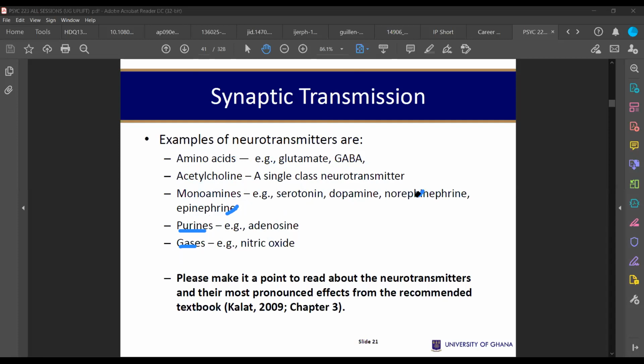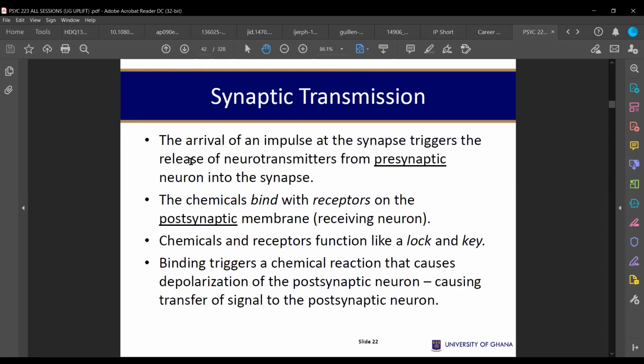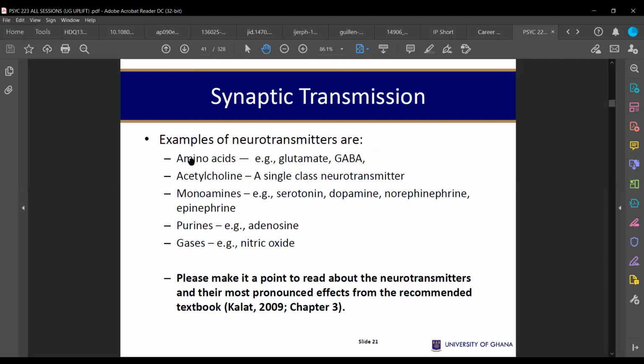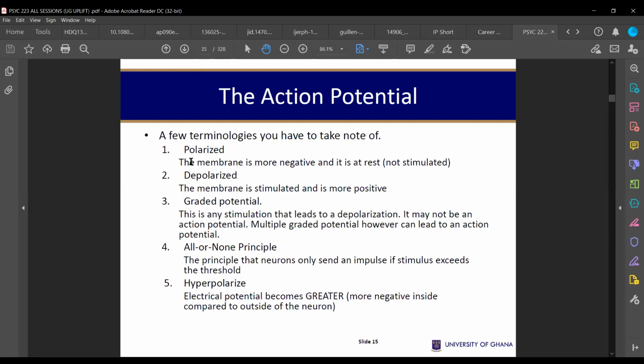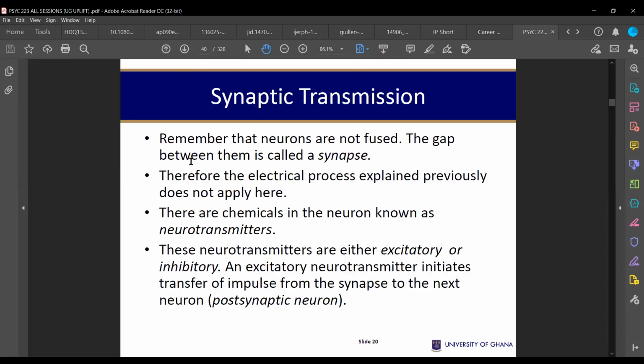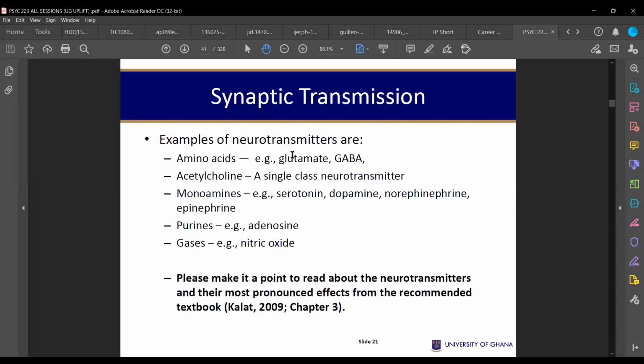So let's go through some of the functions of these neurotransmitters. It's not in your slides, so you need to do independent study and try to find out some of the functions of the neurotransmitters. I think last week I mentioned some of them.